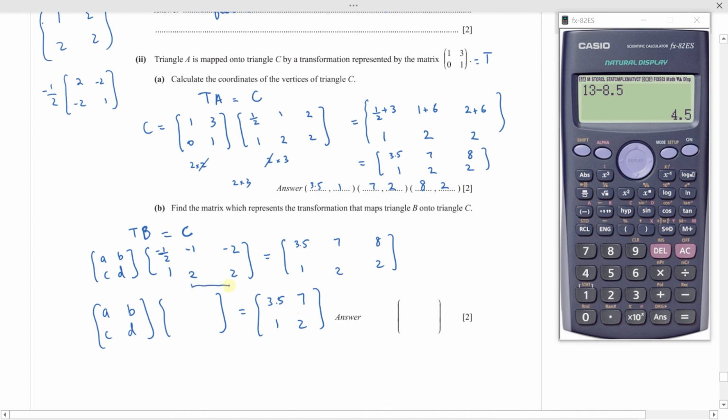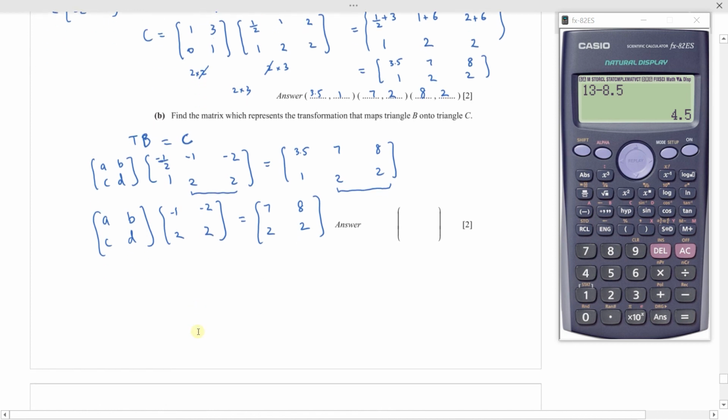I will choose these two columns of coordinates and the corresponding two columns for matrix C. So now you will apply this transformation on this point -1, 2. It will be mapped to this point 7, 2, and apply this transformation to this point -2, 2. It will be mapped onto 8, 2. Now the determinant is non-zero. Now this is a simple equation in matrices that you can solve. You can find the inverse and then multiply the inverse here and on this side as well.